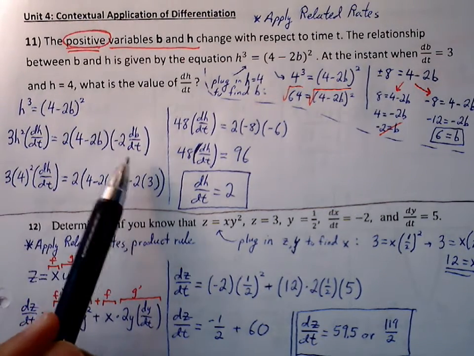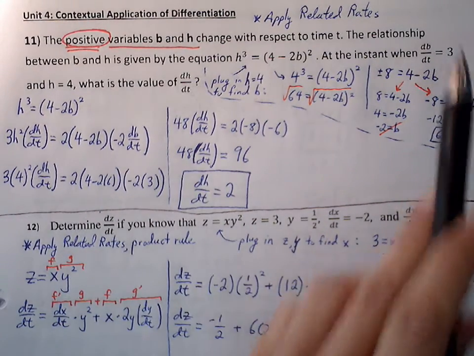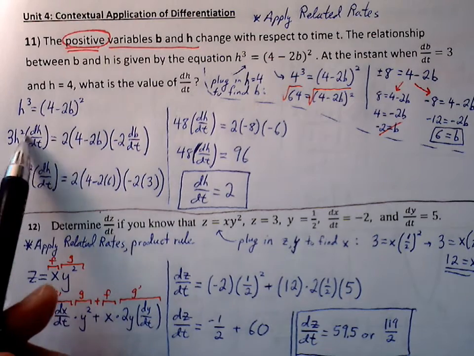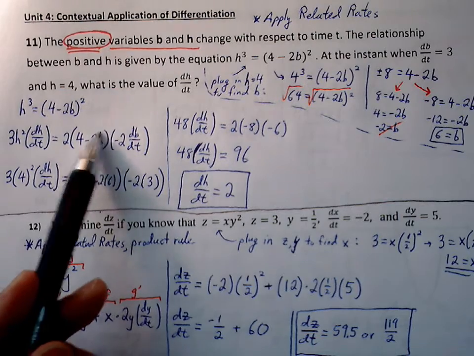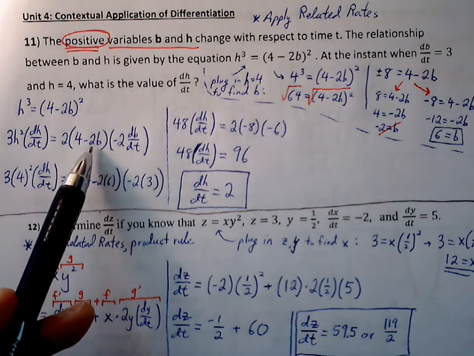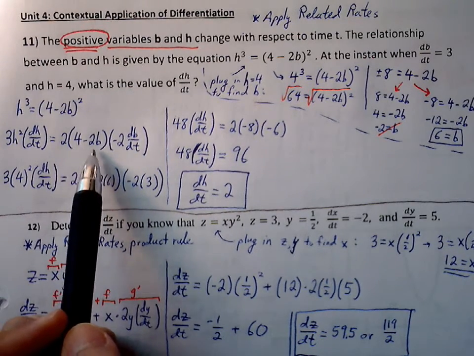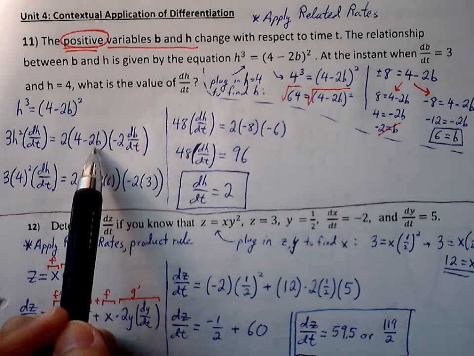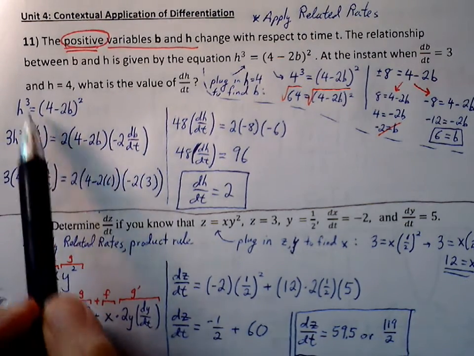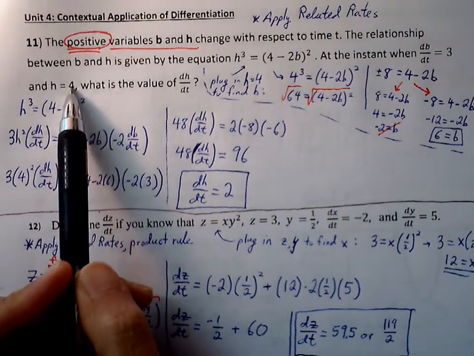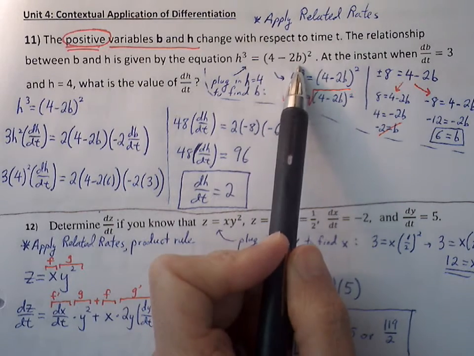So now let's see what we can plug in. db dt gets replaced with 3, h gets replaced with 4. We want to find dh dt, but there's still this b that's sticking out that we don't know the value of. It's not given to us, or at least not explicitly. So let's see, is there a way that we can find b given what we have? So maybe not with this equation, but maybe with the original equation, right? We know that h equals 4, so we can use the original equation to help us find the b value at that moment in time.